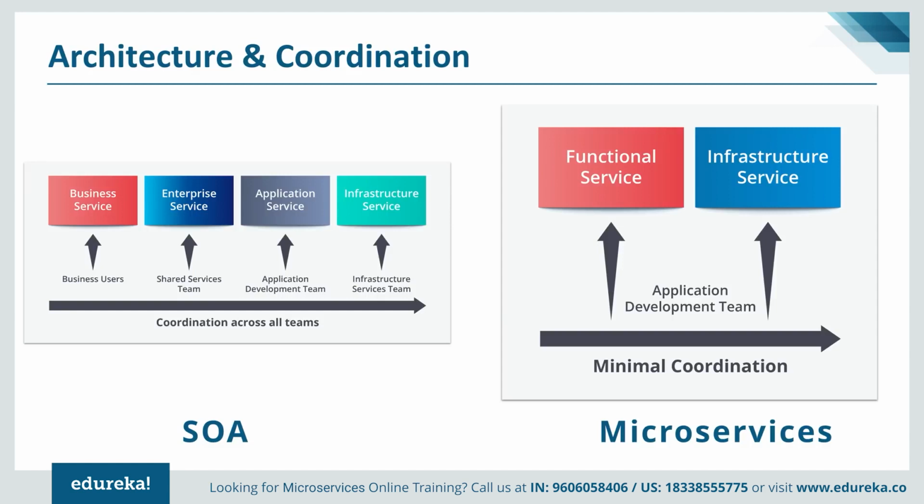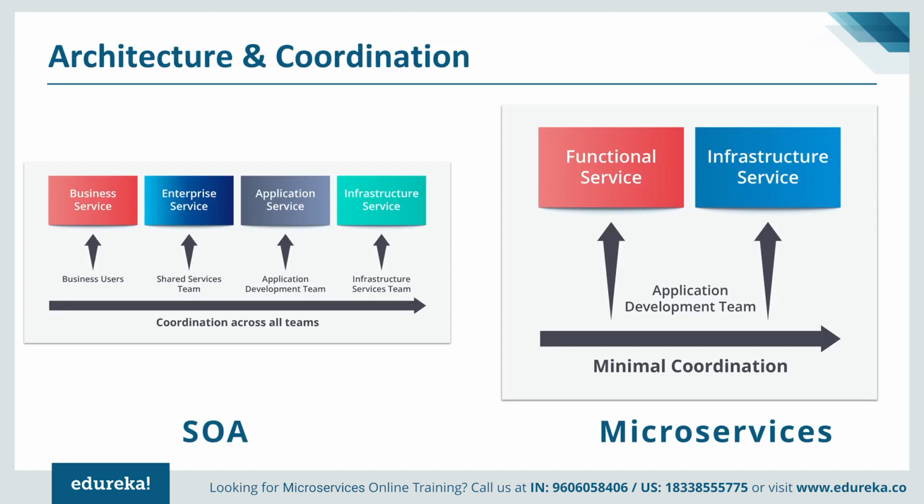But in case of microservices architecture, you do not have these many types of services. You just have a functional service and you have an infrastructure service. The functional service is basically the combination of a business service, an enterprise service, and an application service. Now, a functional service is a fine-grained service. So basically, if your business logic or your business operations requires a particular feature to work, then the task that is related to exactly that particular feature is performed by the functional service.